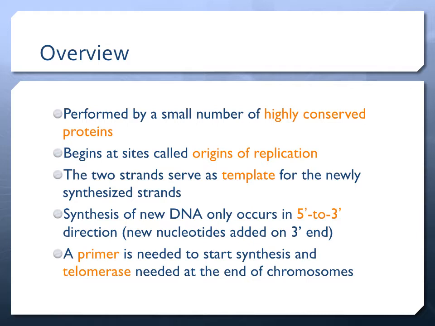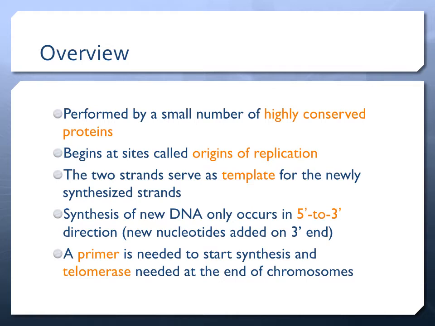Then the replication process always begins at specific sites, and these locations in the genome are called origins of replication. The two strands will serve as templates, so the two of them will be a model for the copy of the newly synthesized strand, and they will be copied by complementarity.